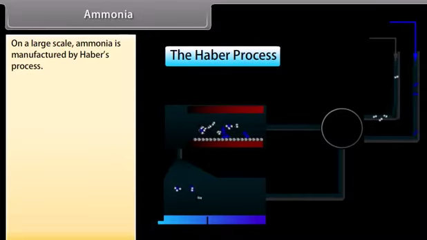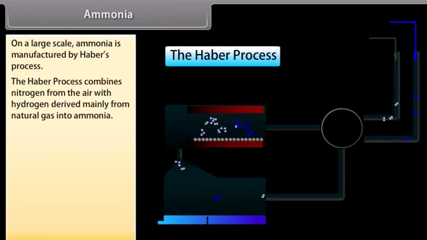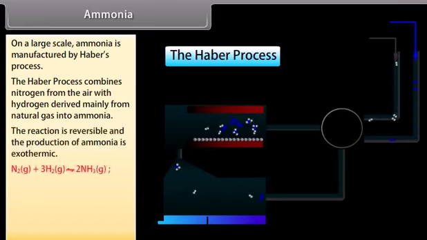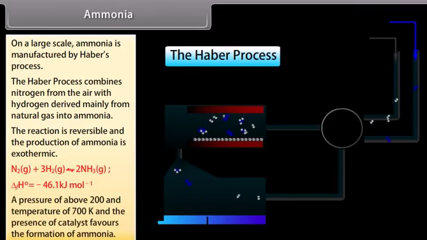On a large scale, ammonia is manufactured by Haber's process. The Haber's process combines nitrogen from the air with hydrogen derived mainly from natural gas into ammonia. The reaction is reversible and the production of ammonia is exothermic. A pressure of about 200 atm, a temperature of 700 Kelvin and the presence of a catalyst favor the formation of ammonia.